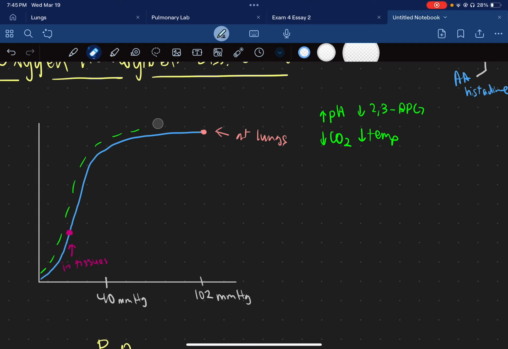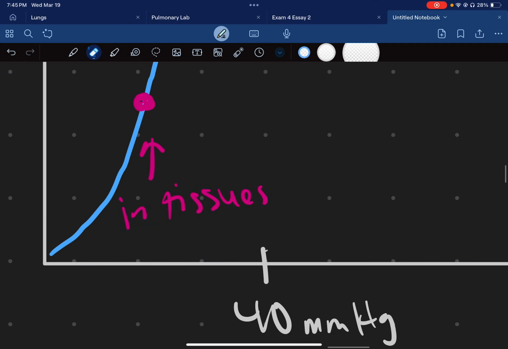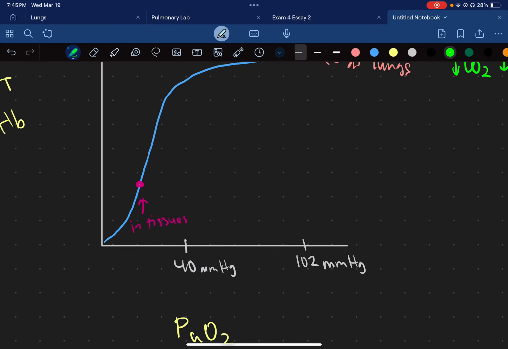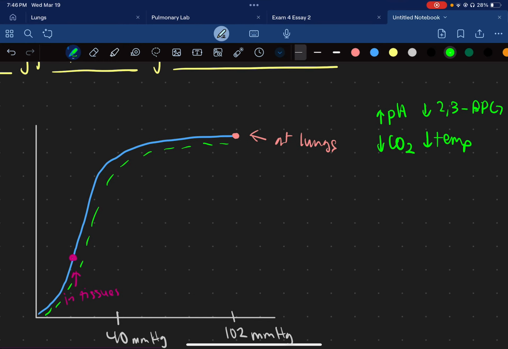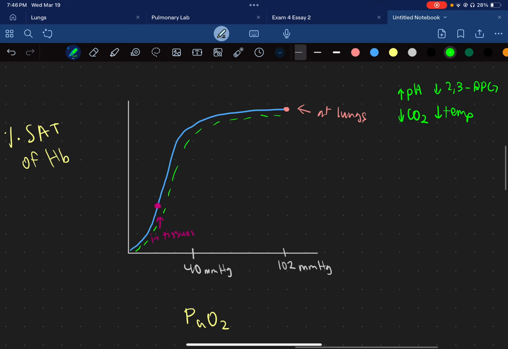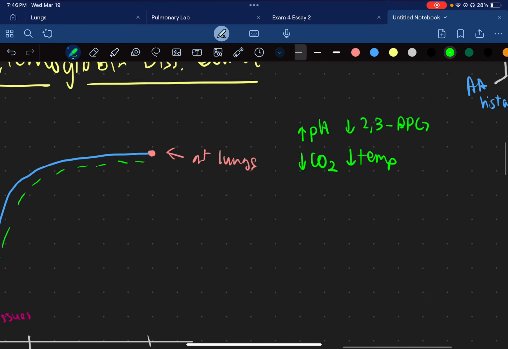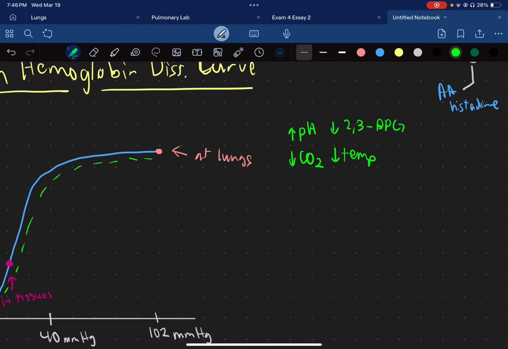Now, let's look at the opposite. If we draw a new line underneath, say the line shifted to the right, what does that mean? It means that per unit of pressure of oxygen, the saturation is lower than normal. That means that there's probably more acid in our blood. So we're going to have a lower pH, higher CO2, higher temp.